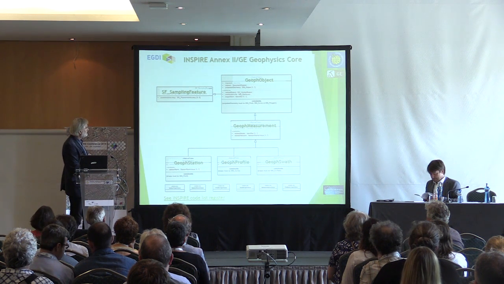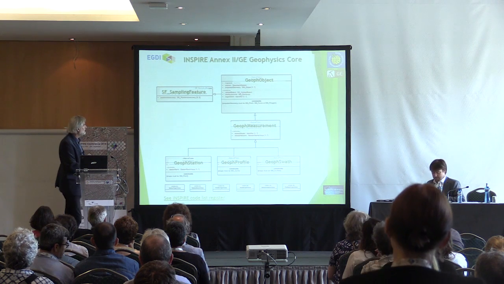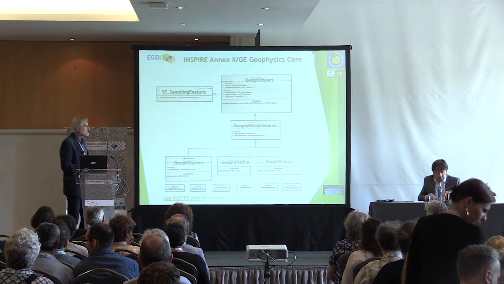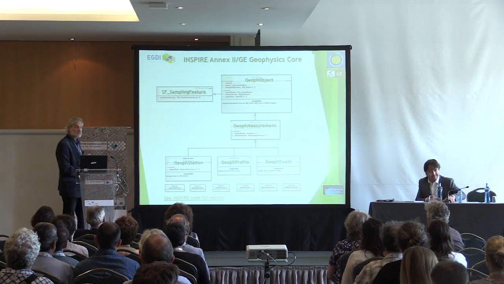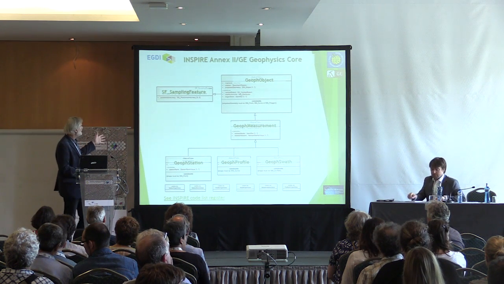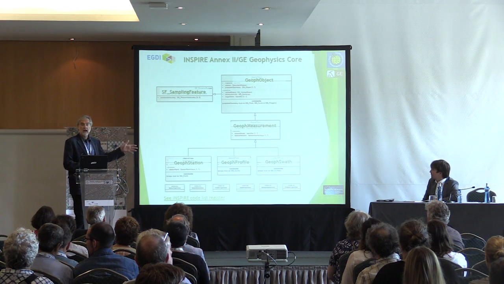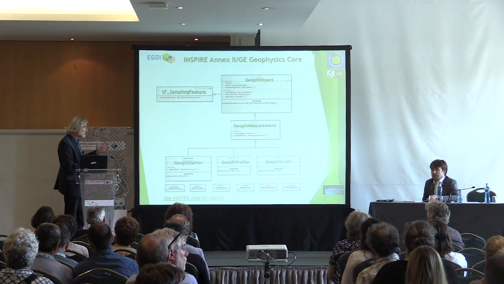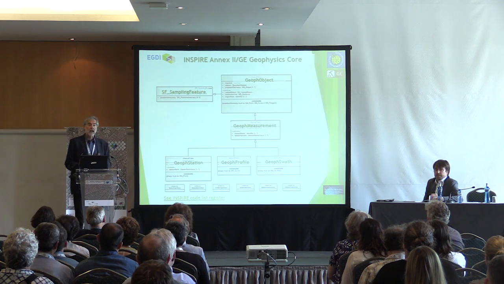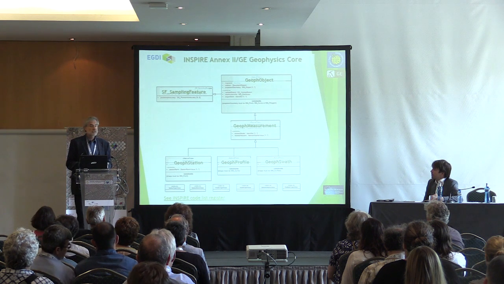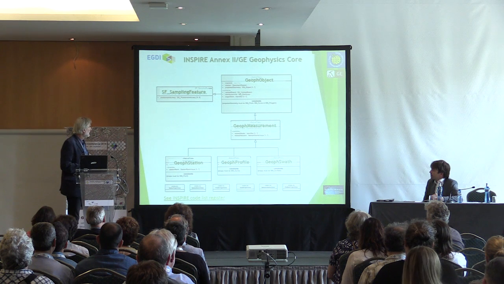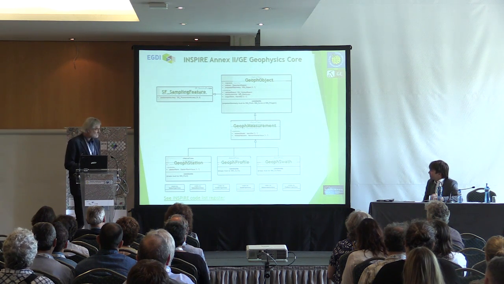So here is a geophysical measurement, a kind of geophysical object, and you can see that it's classified by geometry, meaning that we can have point measurements, curve geometry measurements, and surface measurements. These will be geophysical stations, profiles, and geophysical swaths, or surface or area measurements. We also have a bunch of code lists that connect the traditional geophysical terms that are used in our domain to the INSPIRE features.